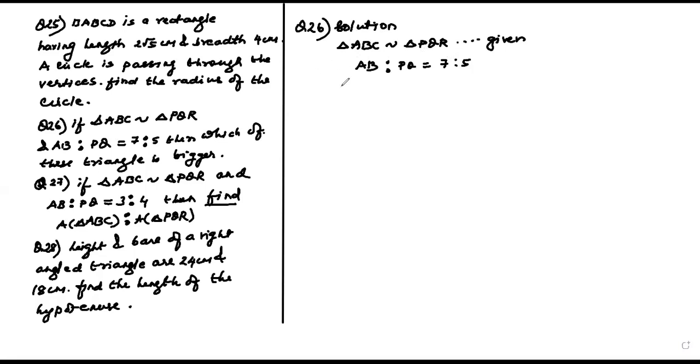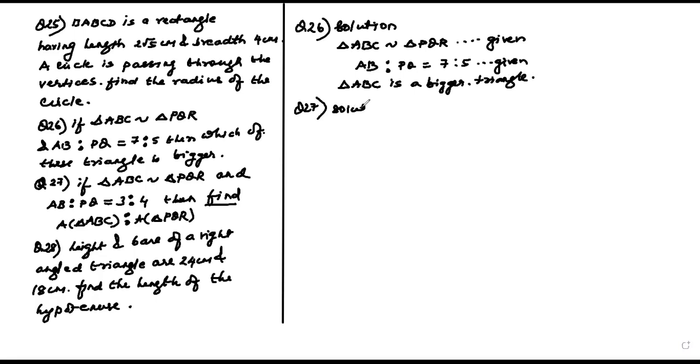Are you getting me? So which of the triangles is a bigger triangle? Triangle ABC is a bigger triangle, because its corresponding side is bigger than that of triangle PQR. Nothing more. This is exactly a 1 mark question, children. Question number 27 ka solution.